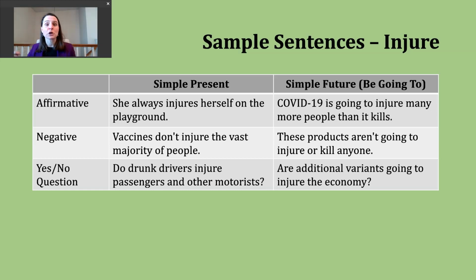Next, let's look at making a yes or no question. To do this, again, we're going to start with do or does, whichever form matches our subject. The subject comes next. And then we're going to use the base verb. Again, I'm not using the form of the verb with an S in my yes or no questions.